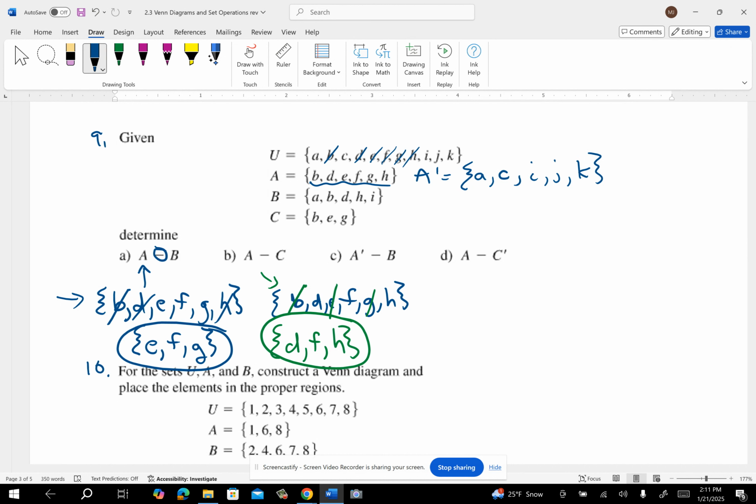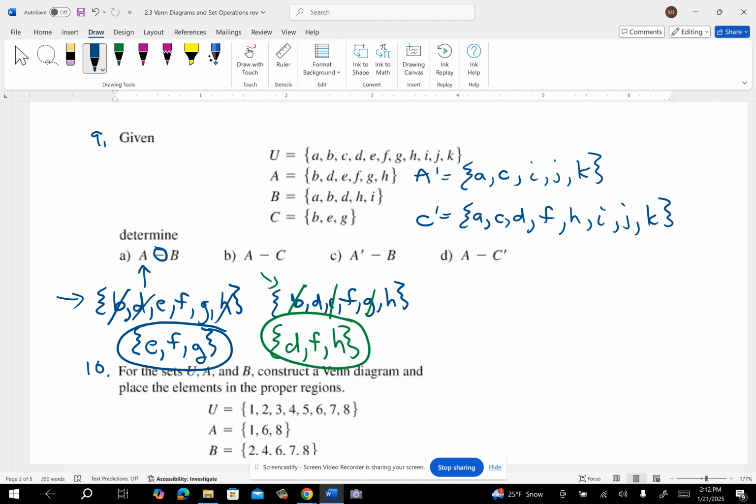Okay. Now for the complement of C, I'm comparing set C with the universal set, and I know the complement would be everything in the universal set except B, E, and G. So it would be A, C, D, F, H, I, J, K. I like crossing out the B, the E, and the G, so that I don't have to think so hard and I can just write down what the elements of the complement of C would be. Okay.